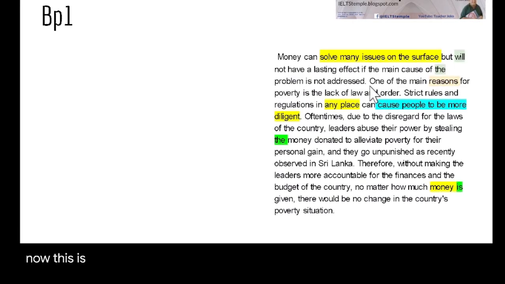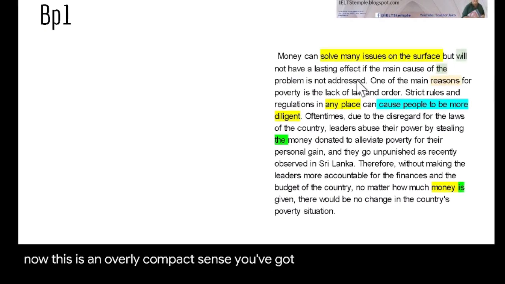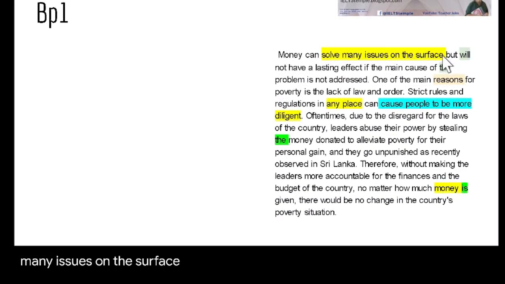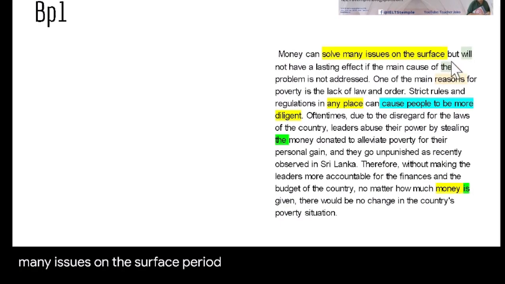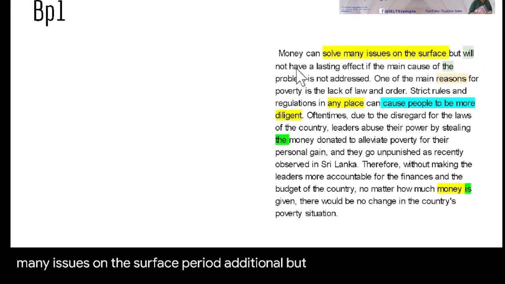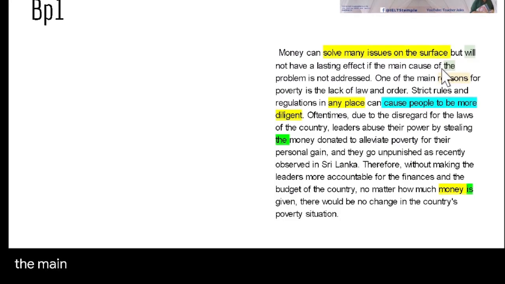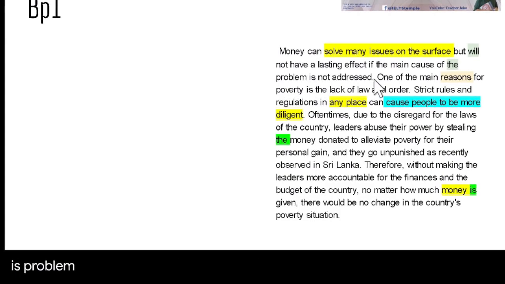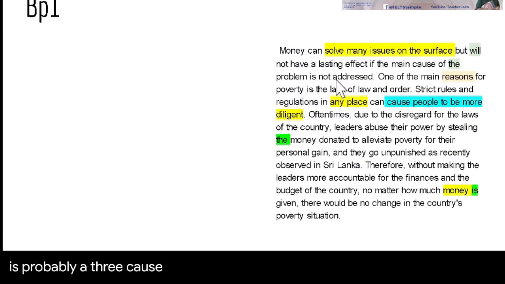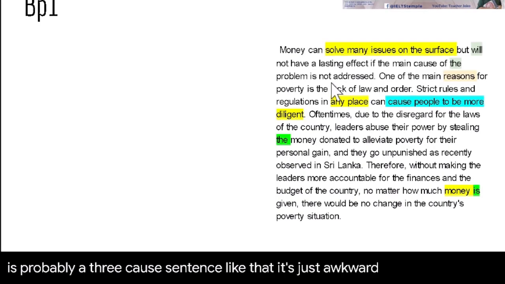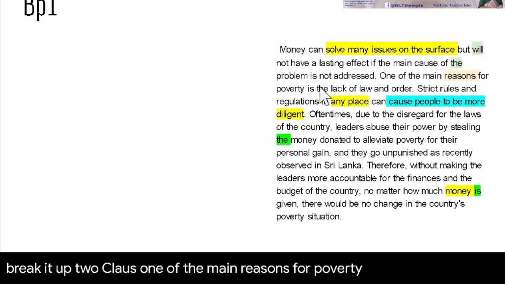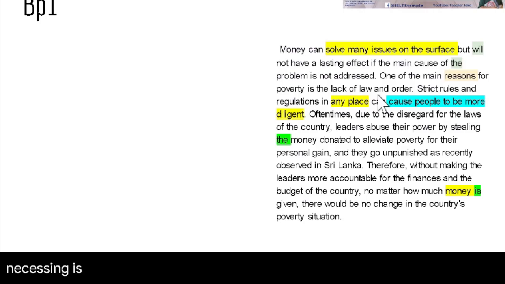Okay, now this is an overly complex sentence. You've got 3 clauses. Money can solve many issues on the surface. Period. There's no comma or anything here. But will not have a lasting effect if the main cause of the problem is not addressed. And then you have a third one, if the main cause is problem not addressed. A 3-clause sentence like that, it's just awkward and hard to read. Break it up. No more than 2 clauses. One of the main reasons for poverty is not being asked in this essay is the lack of law and order.